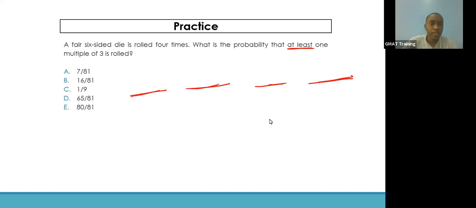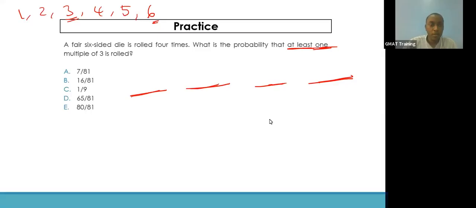We know that a die has 1, 2, 3, 4, 5, and 6. And the only multiples of 3 here are 3 and 6. These are the only multiples of 3 on a die. So we're asked the probability that at least one multiple of 3 is rolled. I've underlined this keyword, at least. This means we can think of it in terms of reverse probability. Is it easier for you to do the reverse or the direct probability? In this case, it's easier to do the reverse since you're talking about at least one.